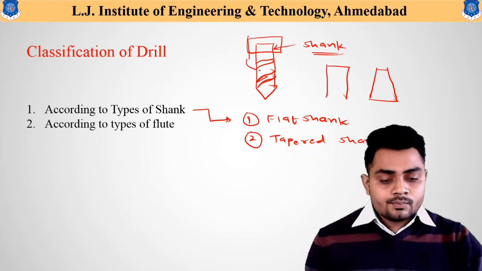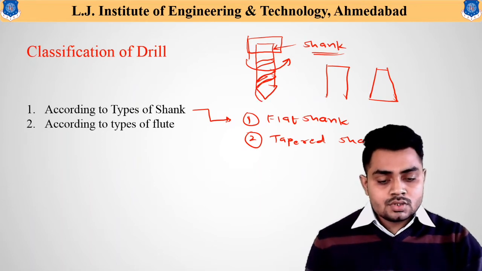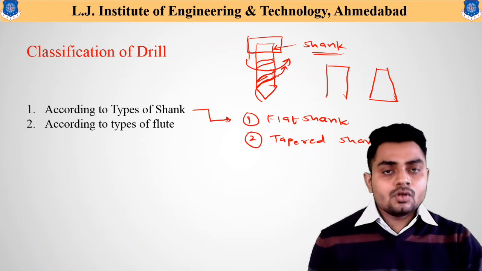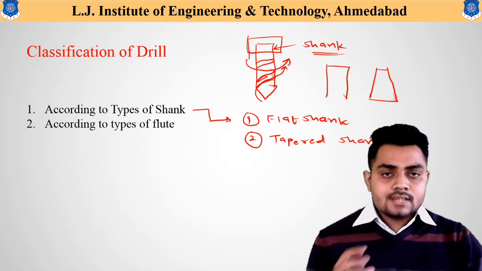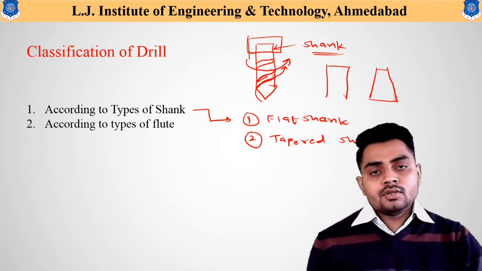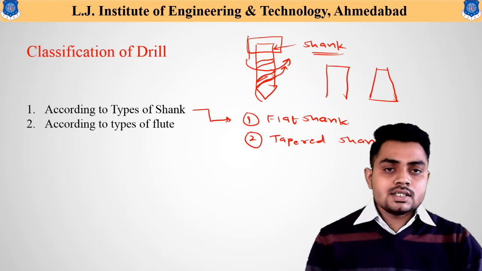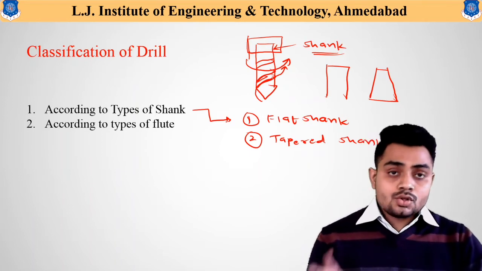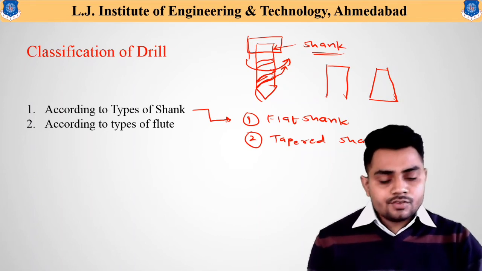During rotation of the drill bit, when the chips are removed from the workpiece, the chips move along these particular flutes and get removed from the hole in the outward direction. So these particular shapes are nothing but the flutes, and flutes are helpful to remove the material or the chips during machining operations. According to the types of flute, there are mainly two types available.